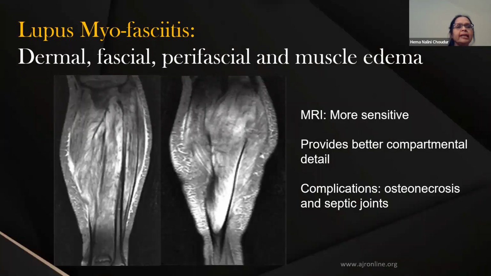Now coming to SLE and myofasciitis. Again, similar picture. You have edema here, perifascial edema, intramuscular, interfascial edema. MRI is more sensitive to pick up the edema. Also, it provides better compartmental details, how many compartments are involved, which muscles are involved. Not only that, it can show the entire region, and you can look for osteonecrosis and septic arthritis, which are complications of lupus myofasciitis. And therefore here, MRI is the way to go.